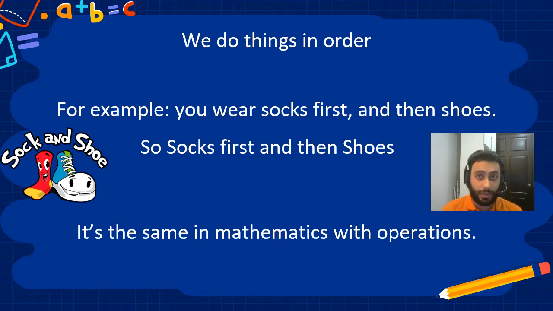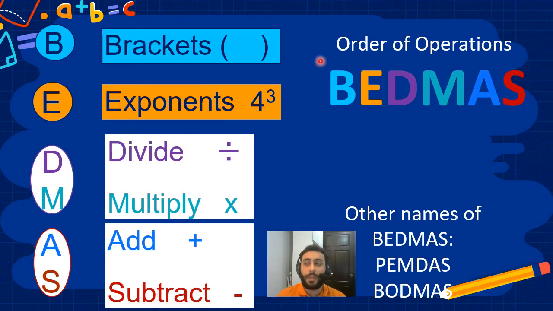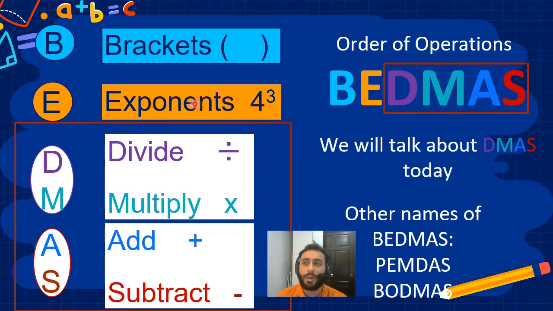There is an order. For example, the word BEDMAS stands for brackets, exponents, but before we go any further, these are for later years, maybe next year. So we're going to ignore these two and only focus on these four. Divide, division, multiply, multiplication, add, addition, and then subtract or subtraction.